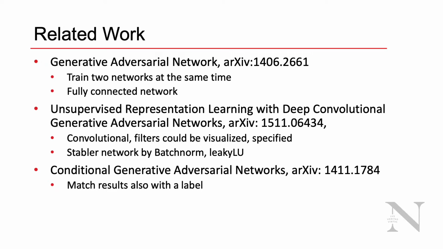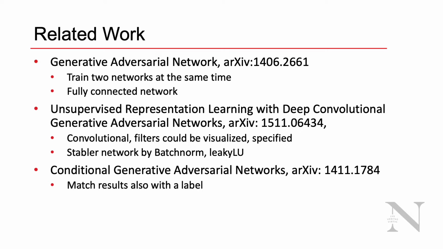Firstly, in contrast to what we learned in Project 5, GAN is a purely fully connected network, so there are no convolutional layers. It is also well known as difficult to train. DC GAN is proposed to use convolutional layers, such that filters could be visualized and specified. It is also proposed to use batch norm and leaky ReLU to address the training stability problem.